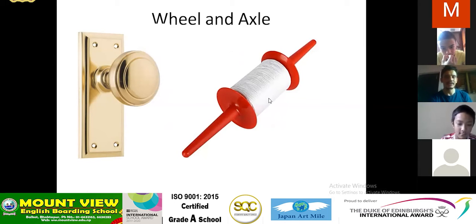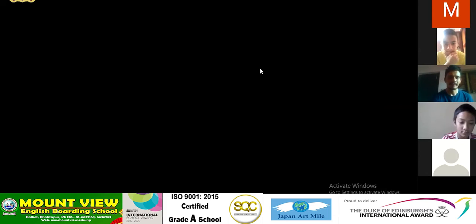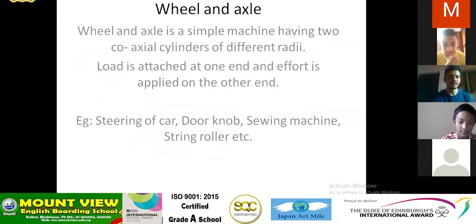It also has two cylinders. This smaller one is axle, and the bigger one is wheel. They are combined to each other, and when the wheel rotates, the axle also rotates. So this is the picture of wheel and axle. Now let us go to the definition.